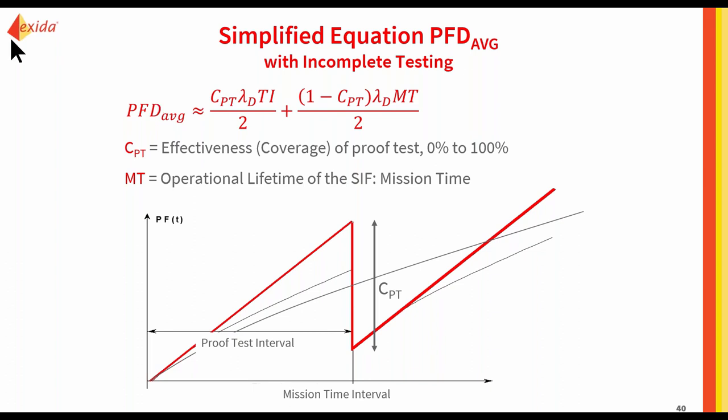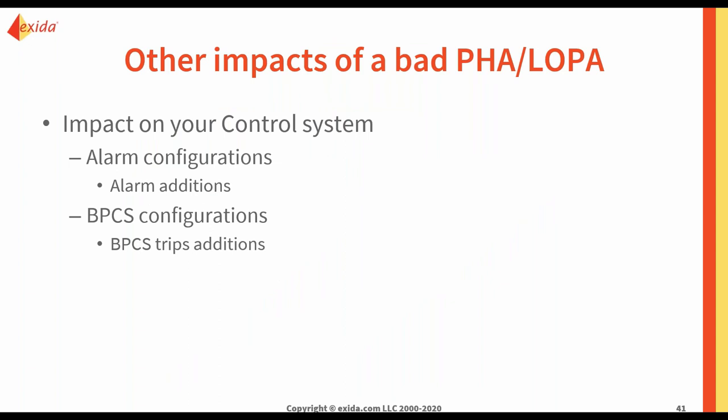And of course, there are other impacts of a bad PHA or LOPA. Especially, I do a lot of alarm rationalization projects, a lot of alarm management projects. I see a lot of crazy alarm configurations coming out of the PHA and LOPA, which just keep recommending, we need an alarm, we need an alarm. We just put a lot of alarms over there in a way that we're going to take out during alarm management again. So it's a negative feedback loop in a way.